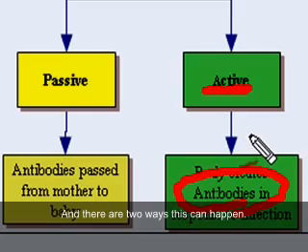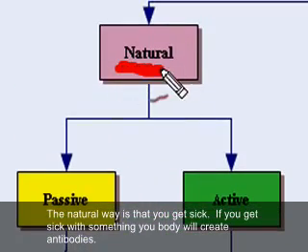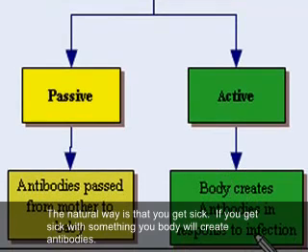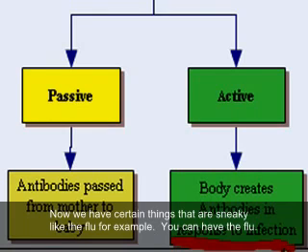And there's two ways that this can happen. The natural way is that you get sick. If you get sick with something, your body will create antibodies. And from that point on, you should not get sick from that particular illness again. Now, we have certain things that are sneaky, like the flu, for example. You can have the flu.